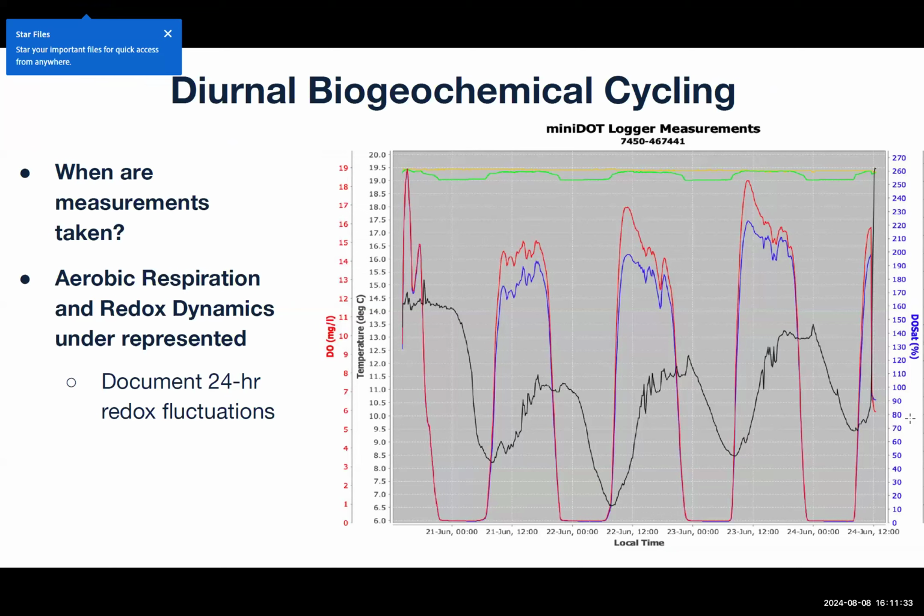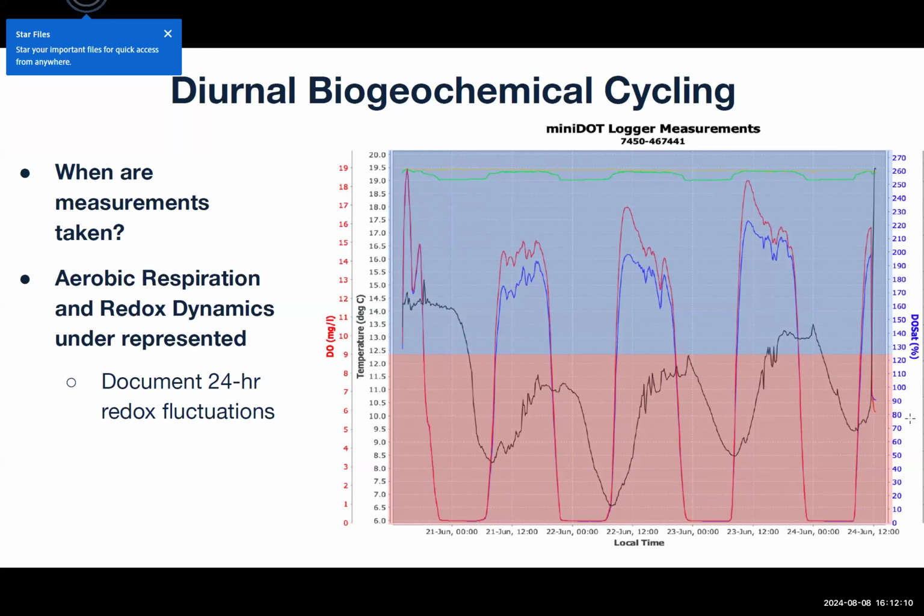So here we have our preliminary measurements of a mini dot logger tracking dissolved oxygen in our pond over several 24-hour periods. If you just follow the red line here, you can see that most of the measurements are taken during the daytime, which is only during this half of the cycle. So those are only oxic conditions, which means you're only going to see chemical species that can exist in those environments, which means you're missing roughly half of the cycle and maybe half of the species that can exist in these anoxic periods which happen at night. So severe underrepresentation of the aerobic respiration and redox dynamics overall in studies.